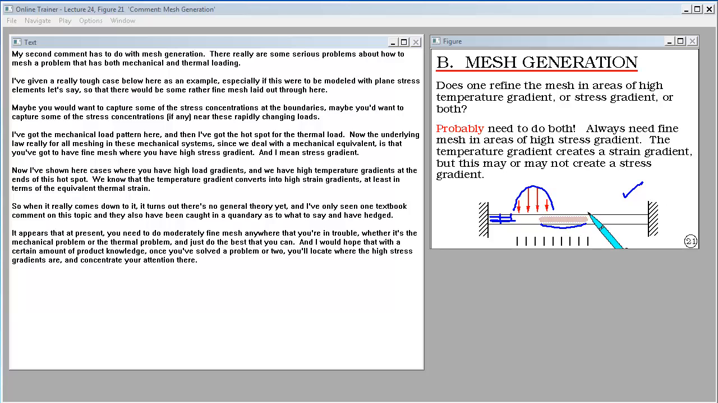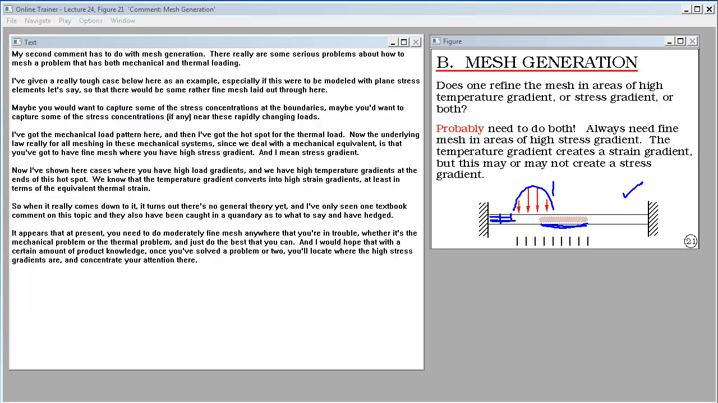Now, the underlying law really for all meshing in these mechanical systems, since we deal with a mechanical equivalent, is that you've got to have fine mesh where you have high stress gradient. And I mean stress gradient. Now, I've shown here cases where you have high load gradients, and we have high temperature gradients at the ends of this hot spot. We know that the temperature gradient converts into high strain gradients, at least in terms of the equivalent thermal strain. So when it really comes down to it, it turns out there's no general theory yet.